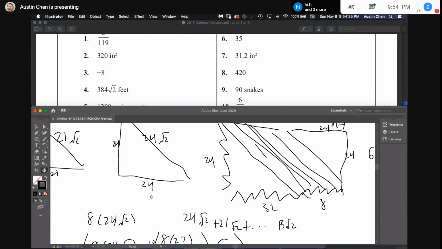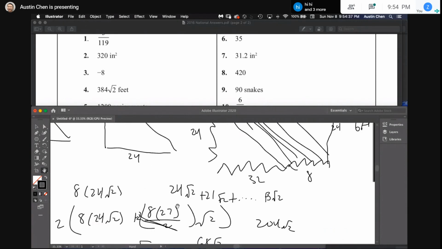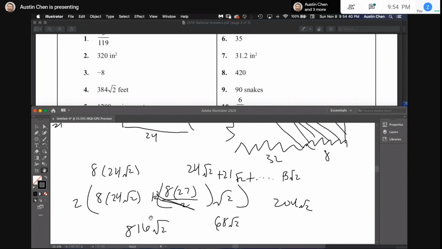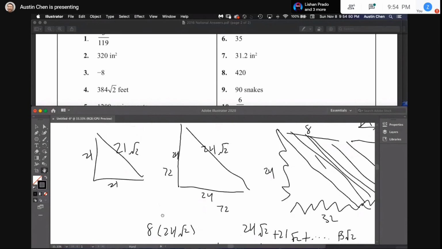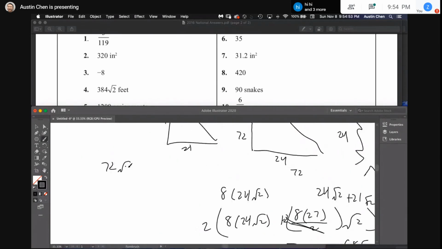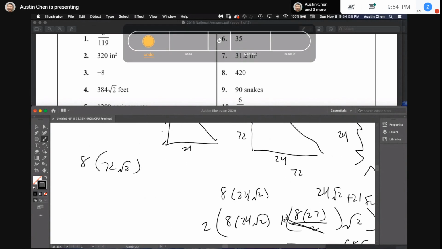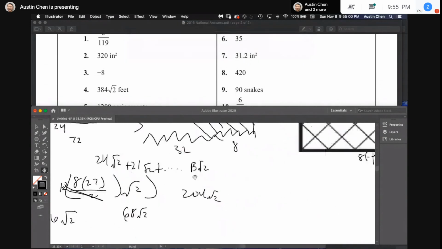Wait, actually, I don't think it would just be triple, because there's the other lines to consider. Yeah, let me just do it again. So these are 72 inches actually. So the diagonals are going to be 72 times root 2. We're going to multiply that by 8. And then the sum is going to be 72 times root 2, and it's still going to go down by 3 every time. So now 69 root 2, and so on, all the way to 3 root 2, right?